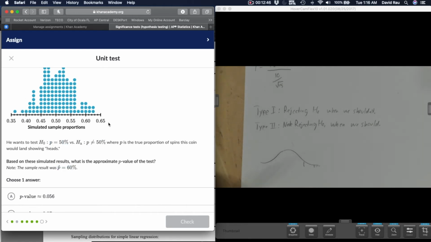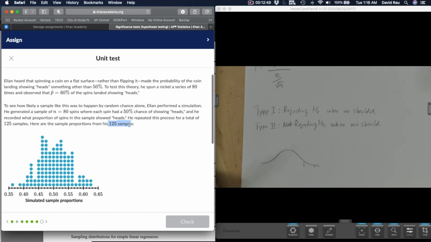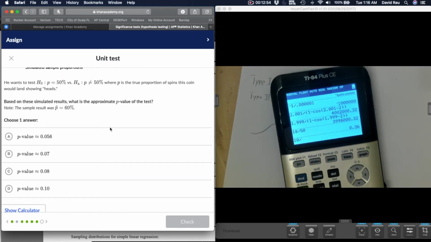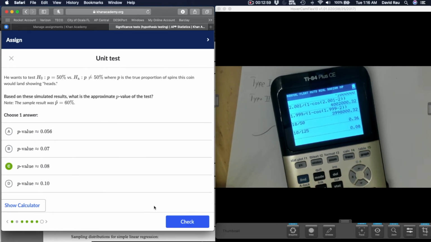So there are, again, 10 out of 125. Well, what's 10 divided by 125? What is the probability of all those? Whoops, 10 divided by 125. We get 0.8, so there we go.